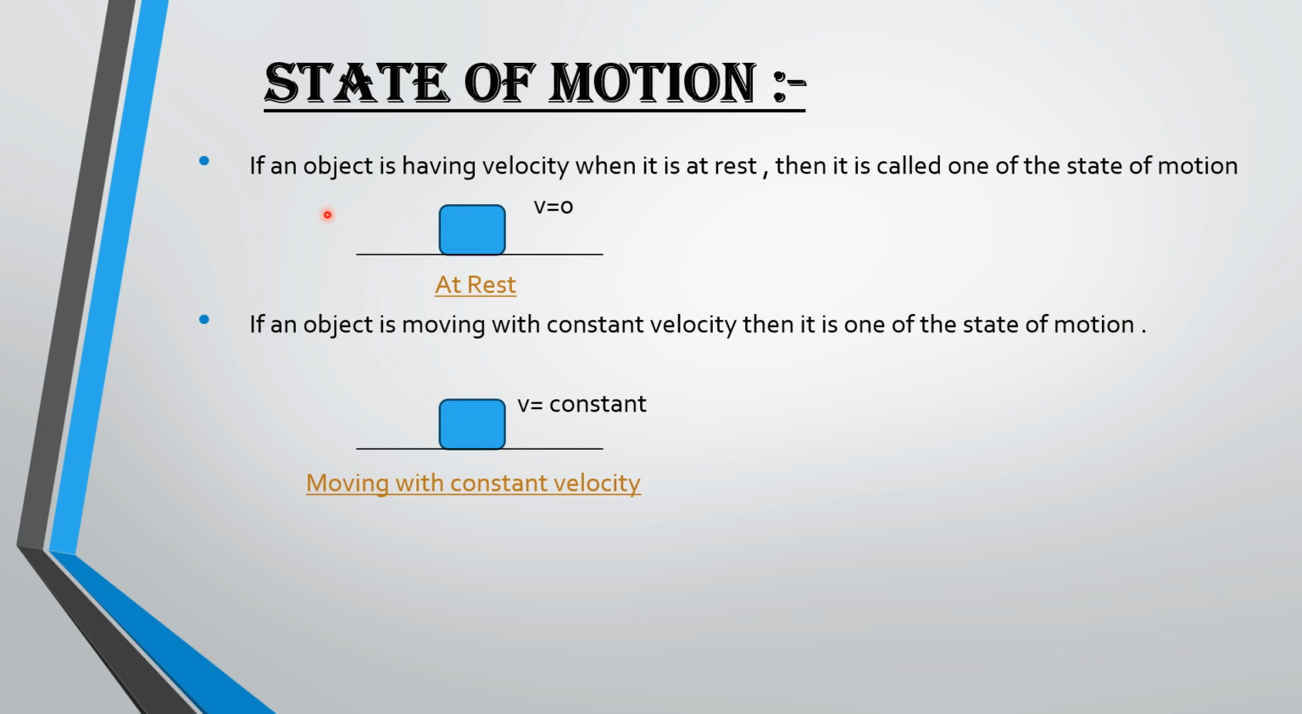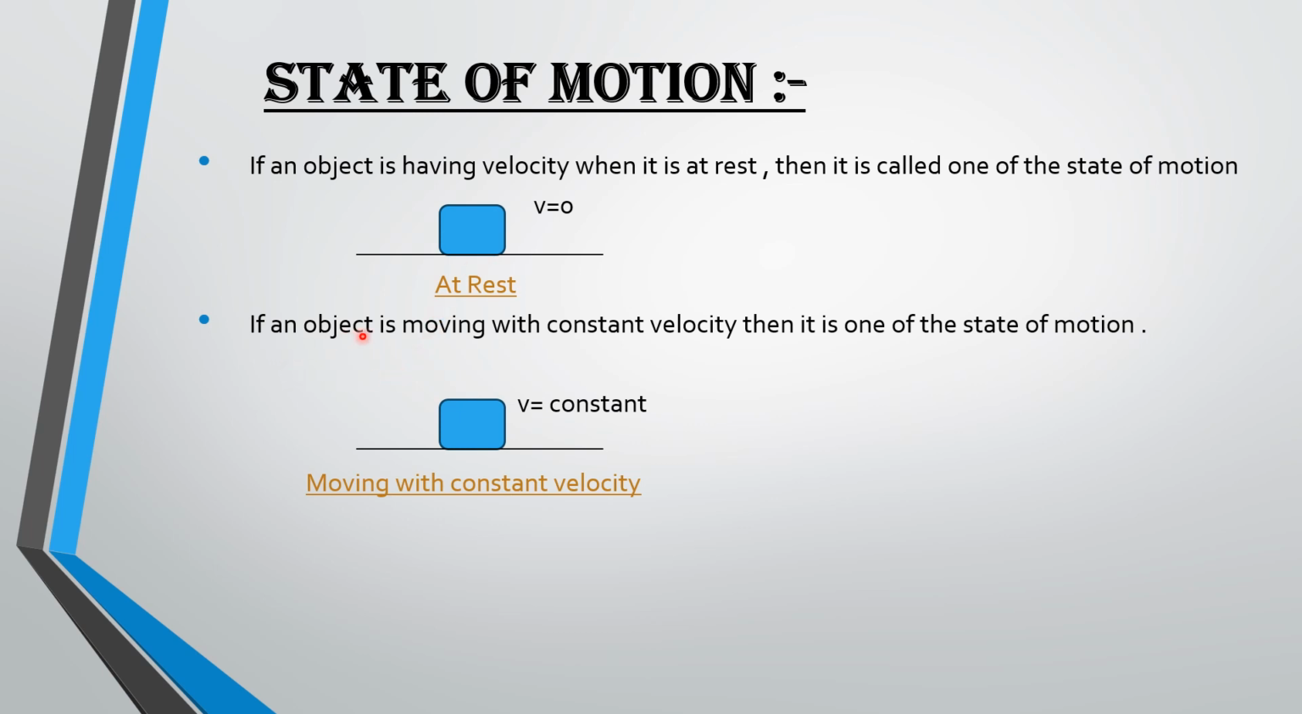If an object is at rest, then that is one of the states of motion. So one state of motion is when the object is placed on a straight line, a surface or a plane, and is at rest. We are not applying any forces or external agents at all, so it will remain at rest. That is one of the states of motion.